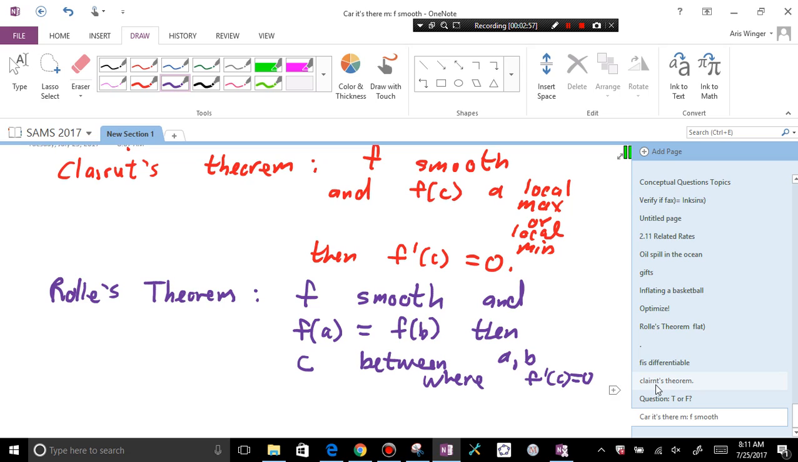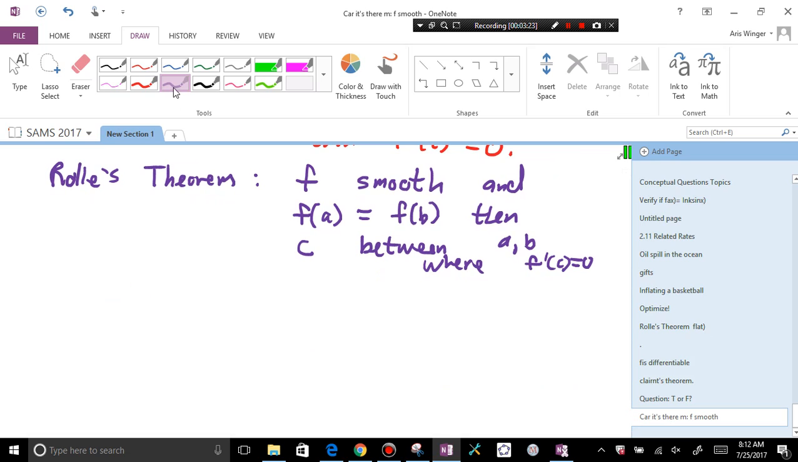This is due to Cauchy, one of the great mathematicians. We'll use the mean value theorem to prove L'Hopital's rule. We use the mean value theorem to do a bunch of stuff with the integral. We're going to use the mean value theorem to prove something we've been saying over and over and over again.